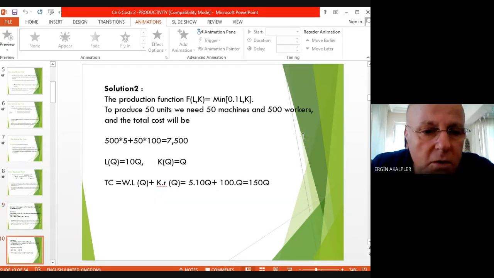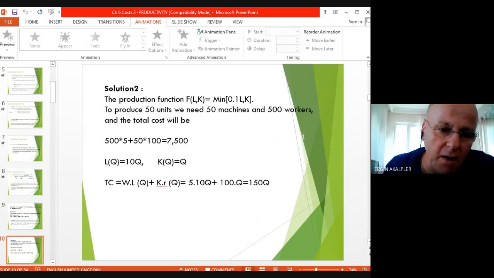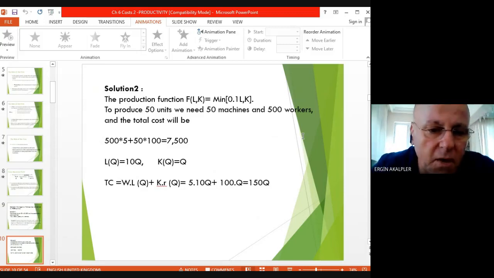The solution, again, since F is a function of labor and capital, is expected to be minimized. In this given example, to produce 50 units we need 50 machines and 500 workers, and the total cost will be 500 multiplied by 5 plus 50 multiplied by 100, which is 7,500. Then labor will be equal to 10q, and capital will be equal to q, which is going to be produced.